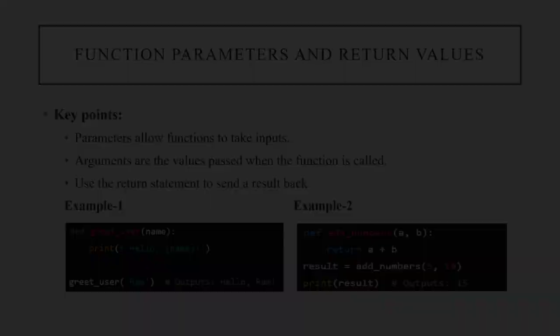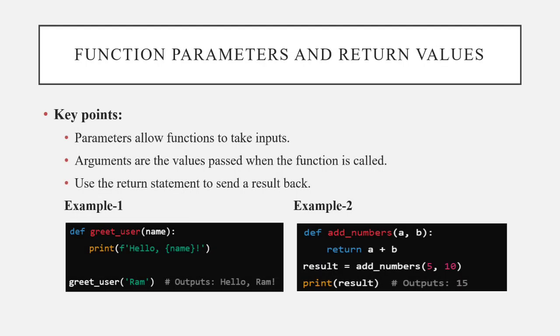Let's move on. Now let's make our functions a bit more interesting by introducing parameters. Parameters allow us to pass information into a function so it can work with different inputs. Here is an example. In this example, we have added name as a parameter. When we call the function with ram, the output greets ram. This makes functions super flexible.